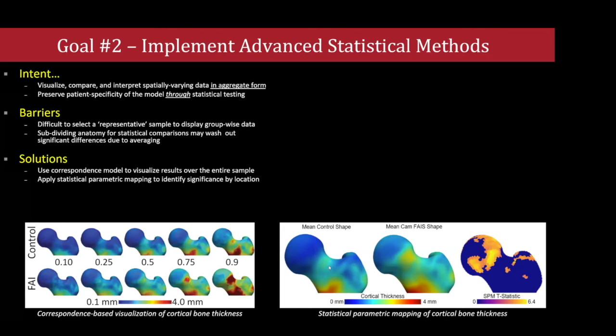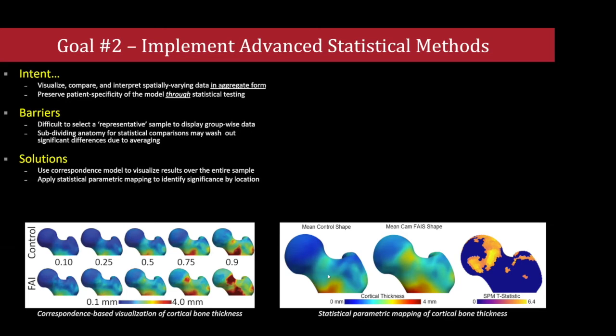And so in this case, what we're doing is implementing SPM to show results and differences with any data that accompanies shape. So in this case, cortical bone thickness, when we look at the average control and the average cam, we can actually perform SPM on that. This is some preliminary work that Penny Atkins has been doing in the lab. And we can see the regions that are significantly different between these two.